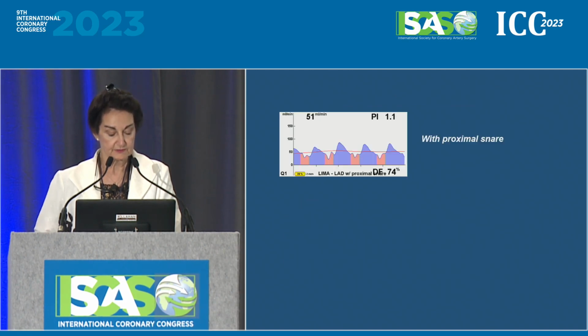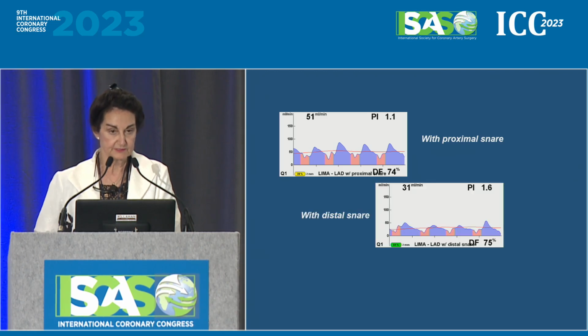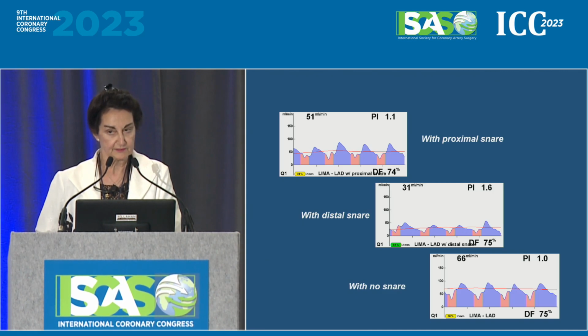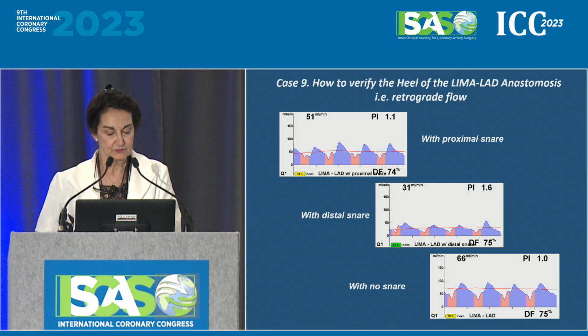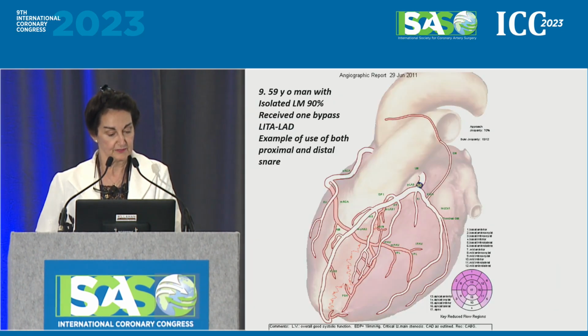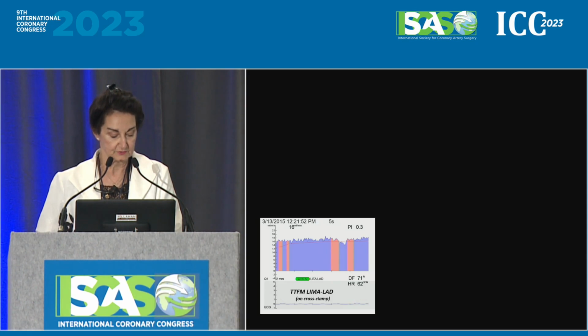So this is Lima to LAD with proximal snare. This is a Lima to LAD with distal snare. And this is with no snare. I'd like to know how many in the audience knew that there was a button on the Medistim that said distal snare, and if you've ever used it. It's used to verify the heel of the LAD anastomosis, i.e. retrograde flow. We won't go into this topic because it's quite involved, but if you have an isolated left main and you want to do one bypass and you check the proximal and distal, you can. And with ultrasound, of course, too.